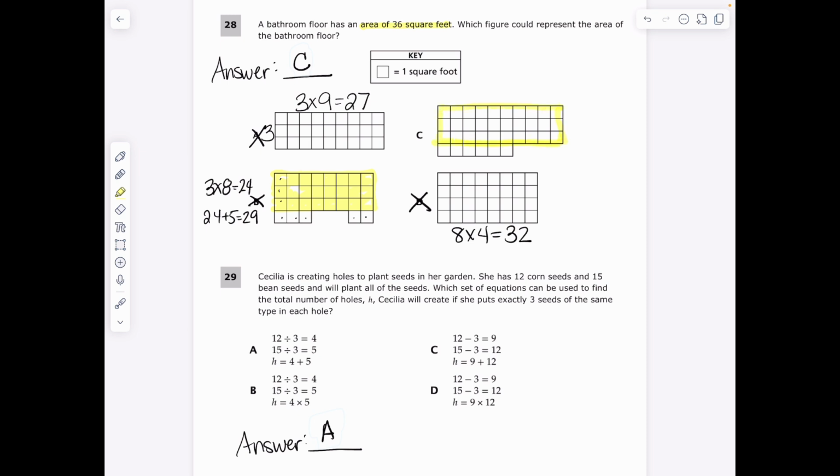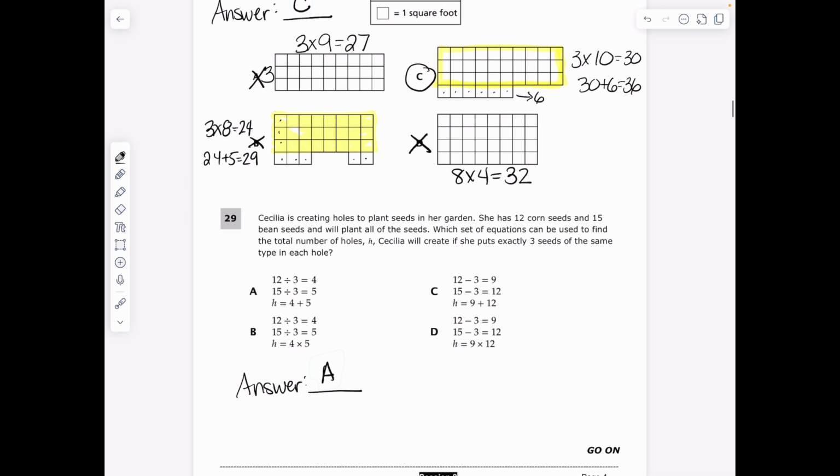I have 3 groups of 1, 2, 3, 4, 5, 6, 7, 8, 9, 10. So I have 3 groups of 10, which is 30, plus 1, 2, 3, 4, 5, 6. And 30 plus 6 is 36. So we have this right. And this should be one of the ones that, even if it takes you a long time to count, you should be able to find the answer for, because we know that there should be 36 squares.